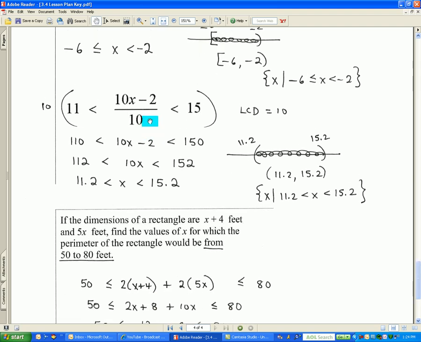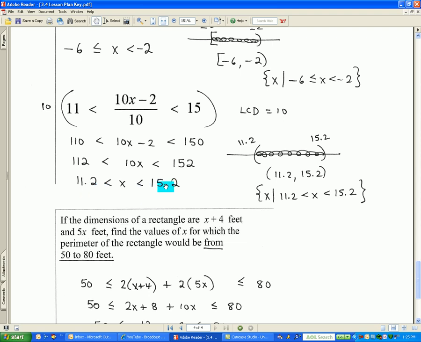Okay, this one with fractions in it, I'm going to start off multiplying by 10. 11 times 10 is 110. When I multiply the middle by 10, the 10's cancel, resulting in 10x minus 2. 15 times 10 is 150. My goal, since this is a sandwich, is to get x alone in the middle. When I add 2 to all parts, I get 112, I have a 10x, and I have a 152. When I divide by 10, 11.2, 15.2, x is alone in the middle.